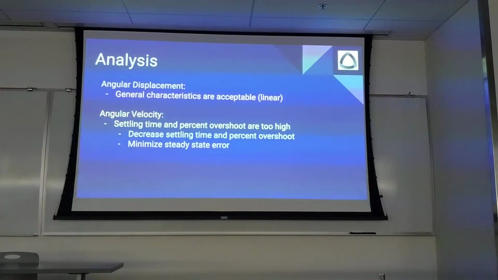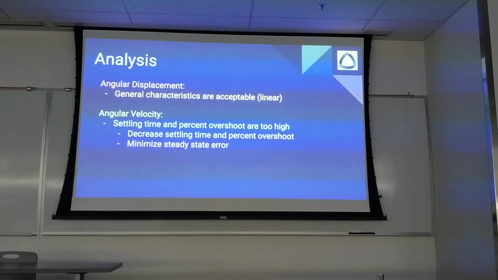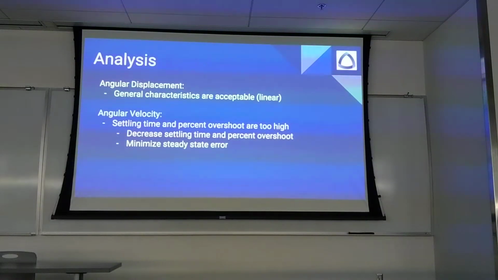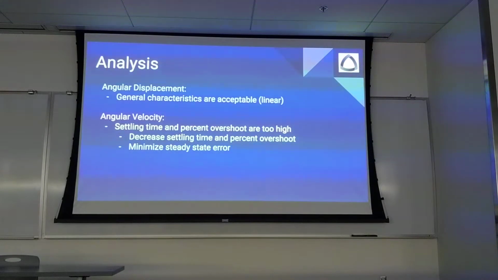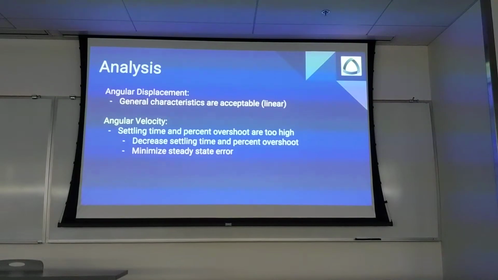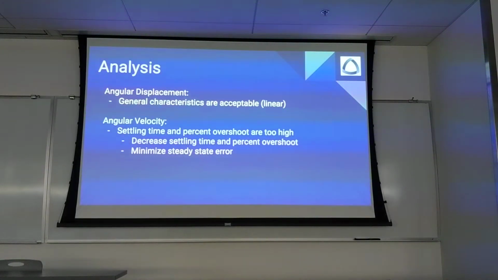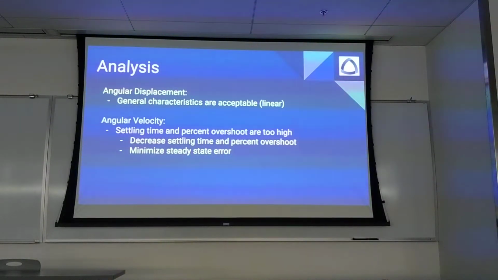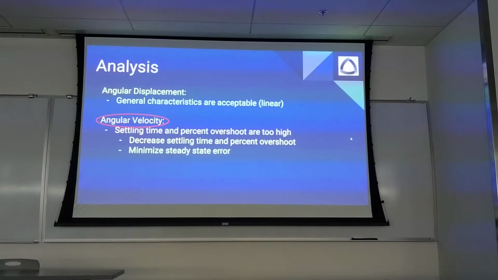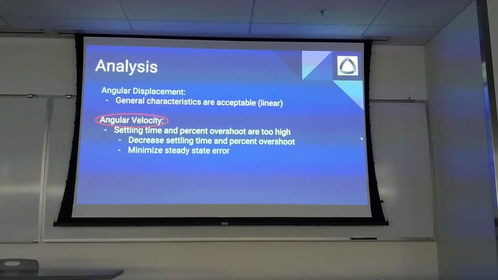So the general characteristics of the angular displacement step response were acceptable for what our system is. A voltage input will give a velocity and angular displacement, and that relationship is linear. So if the voltage increases by a certain amount, the angular displacement will also increase by a certain amount. However, the angular velocity had a settling time and percent overshoot that were too high for our application, since we wanted it to be very precise and fast responding without a lot of error.